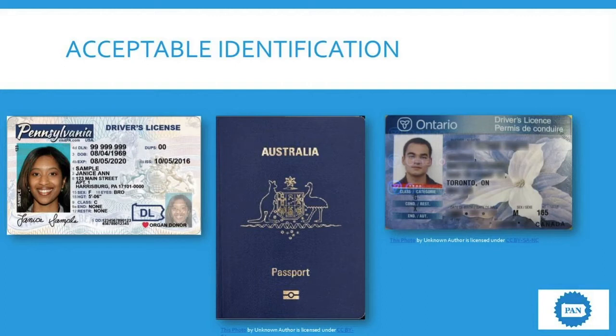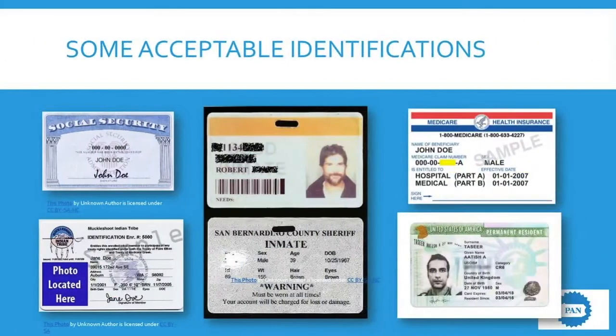The passport is from Australia and is in the English language, which means you can accept it. If it were a foreign passport in a language you cannot read or understand, you could not accept that ID. The driver's license here is from Canada. It must also be in a language that you read and understand. If it is only in French or Spanish and you do not understand these languages, you should not accept it.